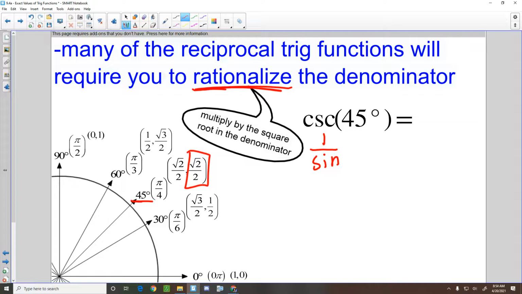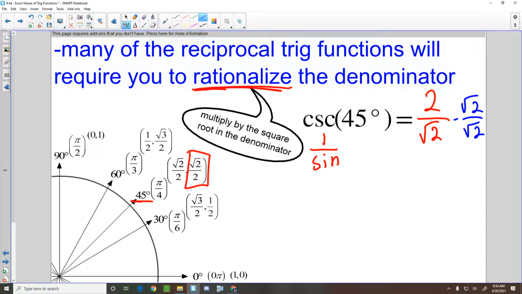But I want the reciprocal of it because this is a reciprocal trig function. So we're going to take that root 2 over 2 and flip it upside down, which makes it 2 over the square root of 2. That same coordinate, you're just flipping it upside down. Now, if you notice, we do have a root 2 in the denominator. We can't have that. We need to rationalize the denominator. Very easy step. You just multiply by root 2 on the top and on the bottom.